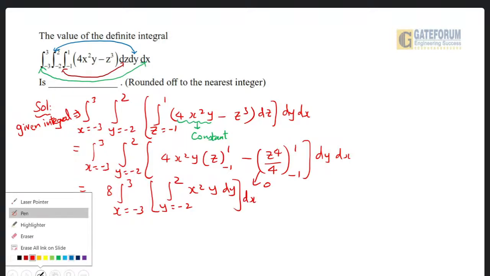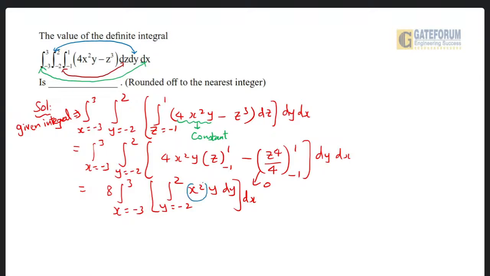So now with respect to y, this is constant. And again, whenever all the 4 limits are constants and the integrand is the product of x terms alone and y terms alone, then that double integral can be written as a product of single integrals. Using that property also you can do it. That is, this is an odd function. Anyhow, let us see.